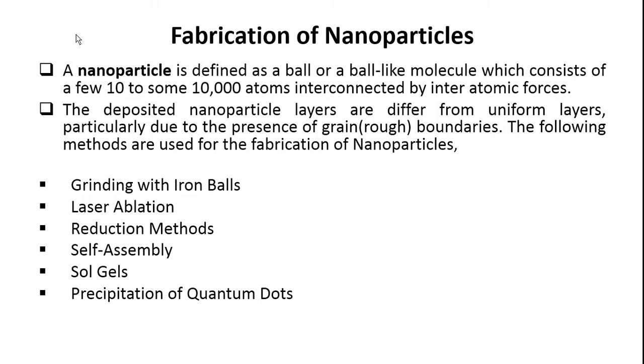Then we have seen anodic oxidation and its disadvantages. Then we have seen silicon oxide formation through ion implantation, and how ion implantation techniques can be used for the deposition of silicon oxide on silicon wafers. So today we are going to see how we can fabricate nanoparticles, or how nanoparticles can be produced.